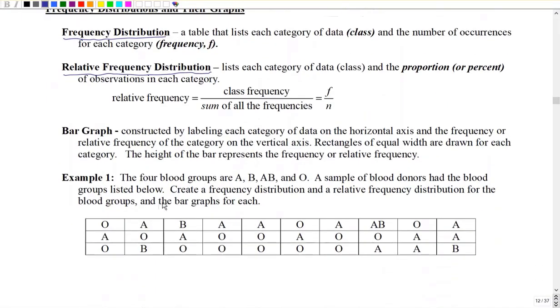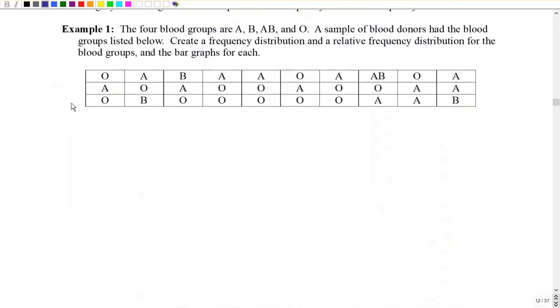own. All right, so here we have an example of qualitative data, and this is about blood groups. So the four blood groups are A, B, AB, and O, and here's a sample of blood donors and their blood groups below. This isn't a very large sample because we're doing this by hand, but what you want to do is try to figure out what this data is trying to tell you. So the first thing we're going to do is organize it in a table, a frequency distribution and a relative frequency distribution, and then we're just going to draw the matching bar graphs. And that's the direction here.